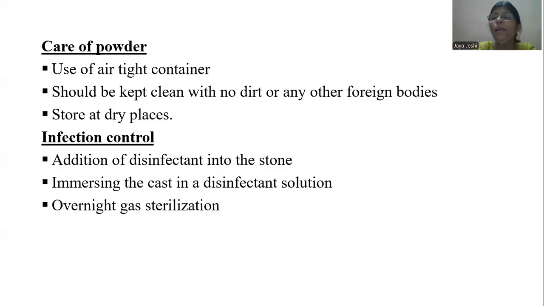So in case of humid atmosphere, they will take up water and the particle will get coated with dihydrate as it is taking up the water. And these dihydrates are less soluble than hemihydrate. The setting reaction will get retarded and setting time increases. So it should be properly stored at dry places.